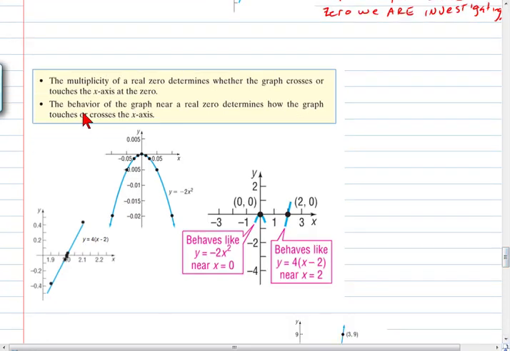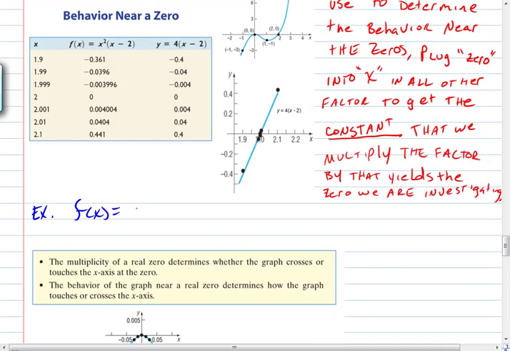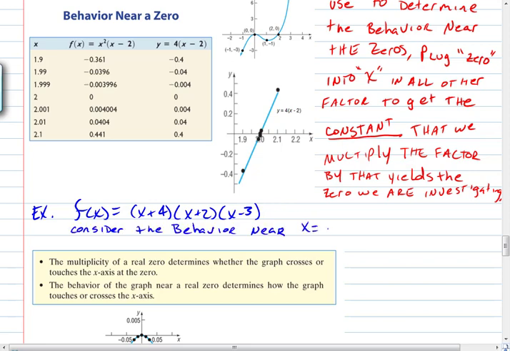So let's go through an example of how this would look. So for example, suppose we have f of x equals x plus 4 times x plus 2 times x minus 3. Let's consider the behavior near x equals -4. Well, we know that this is going to give us a 0, and this is going to be a linear function, but the question is, how steep is that linear function? Is it increasing or decreasing? Is the constant going to be positive or negative?